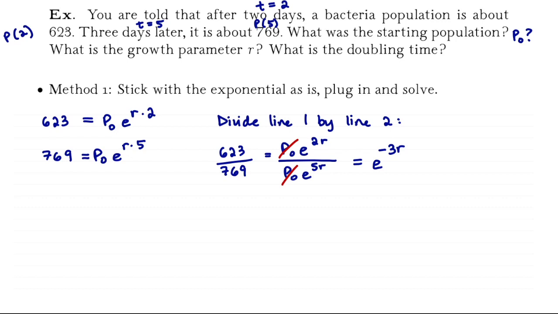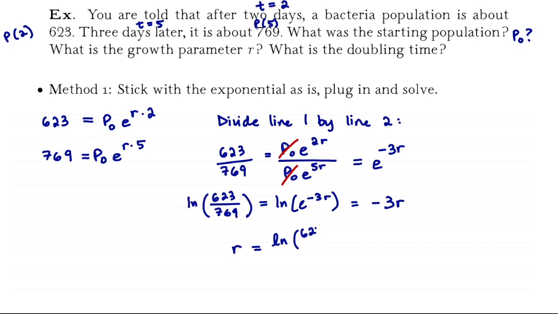Let's take the natural log of both sides. That will undo the exponentiation, if you will, on the right-hand side. So natural log of 623 divided by 769 is natural log of e to the negative 3r, but of course that's just negative 3r. So then we get r is natural log of 623 divided by 769 divided by negative 3.